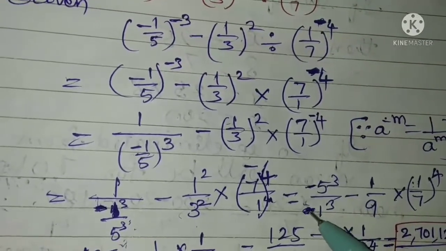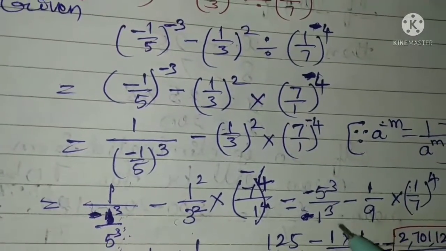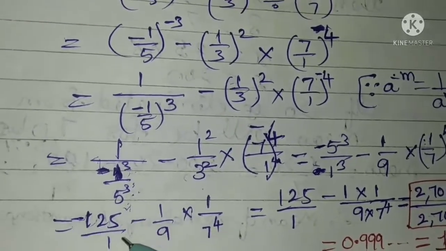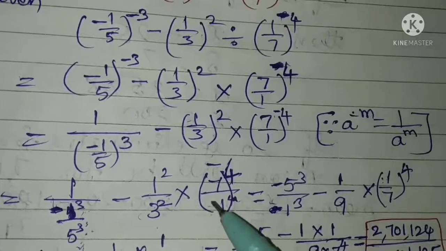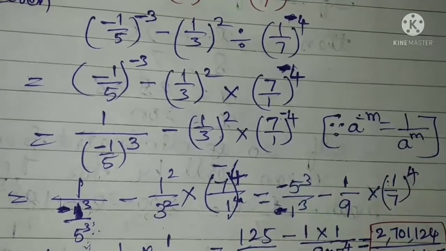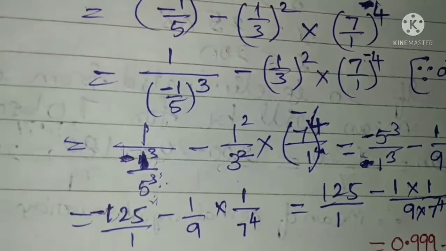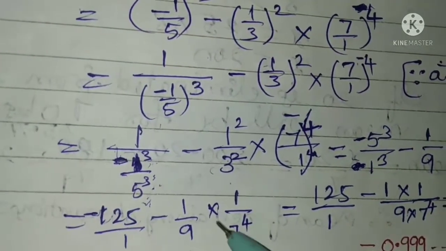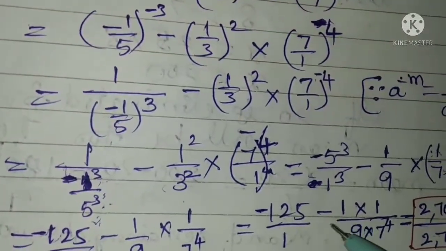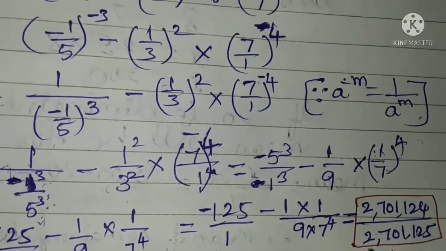Next, 5 cube by this 1 by 5 cube will become 5 cube by 1 cube, because 1 by a will become a by 1, therefore it is minus 125 by 1, minus 1 by 9 into 7 by 1 to the power minus 4. If I change this sign, it becomes reverse, 1 by 7 to the power 4. So now minus 125 by 1, minus 1 by 9 into 1 by 7 power 4, and this now becomes minus 125 minus 1 into 1 by 9 into 7 to the power 4.